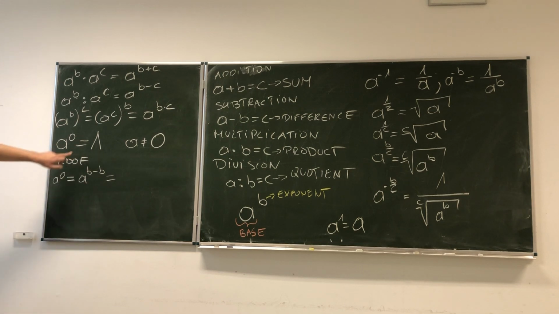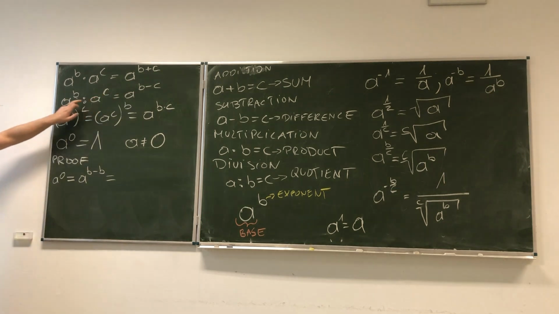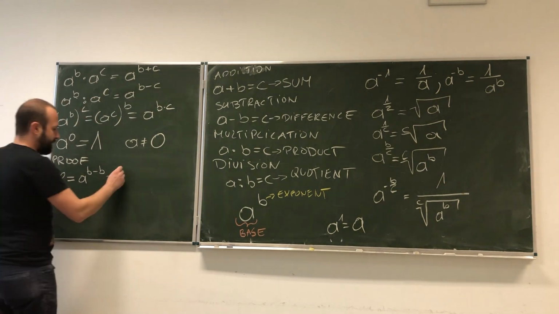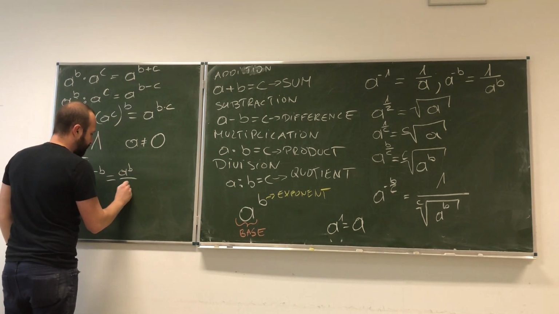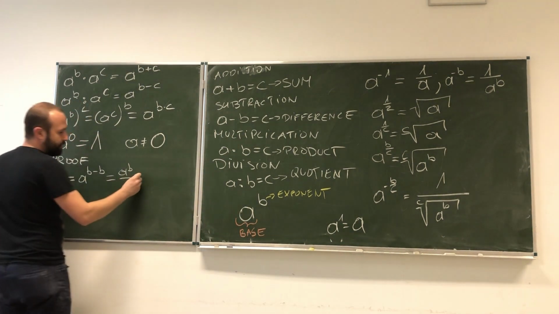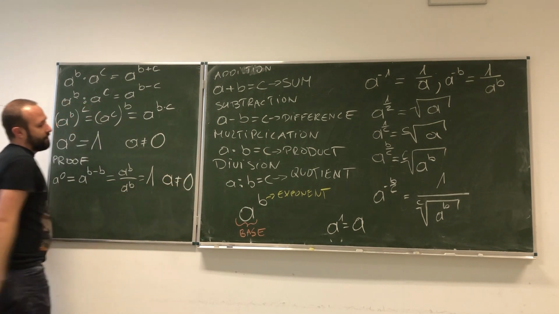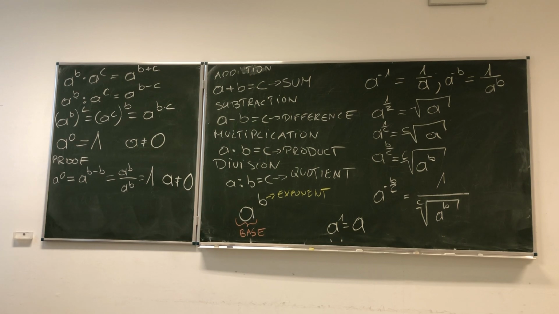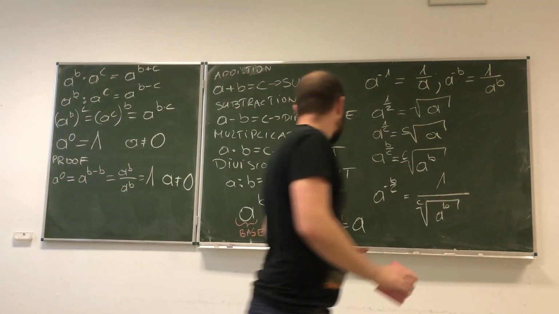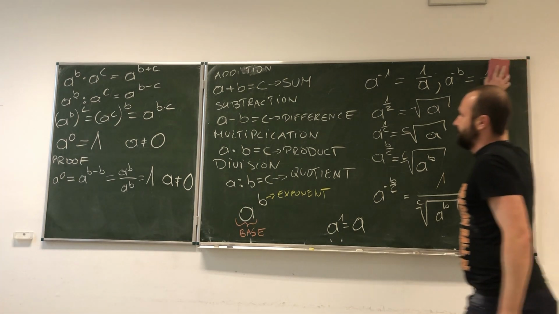Knowing that we arrive at this expression, maybe we can use this rule and express it a little bit differently: a to the power of b over a to the power of b. And this is clearly 1, as long, of course, as a is different than 0. Okay, so I think this is the end of the first part of the revision.